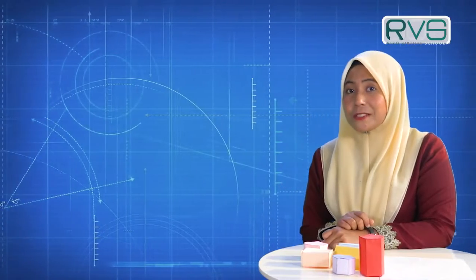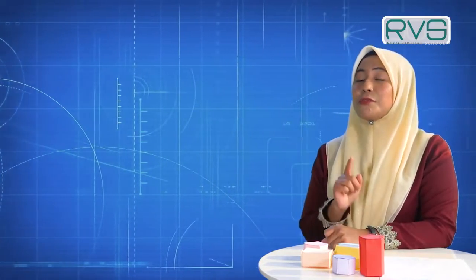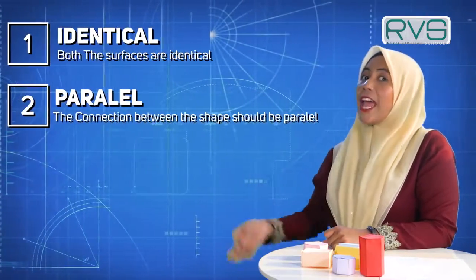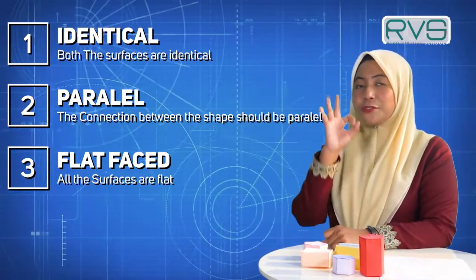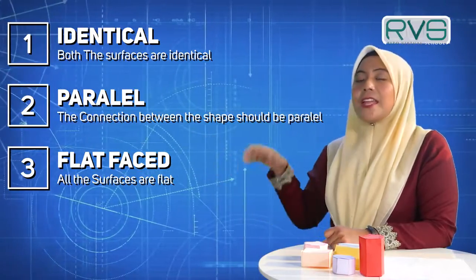But what is the difference between a 3D shape and a prism? Okay, you must know the prism must have 3 keywords. A prism is also a 3D shape, but it must have identical, parallel and flat faces. So remember, the 3 keywords are identical, parallel and flat face.